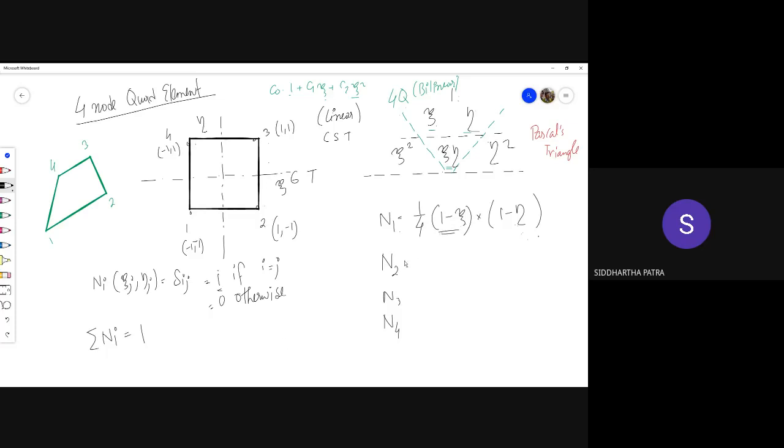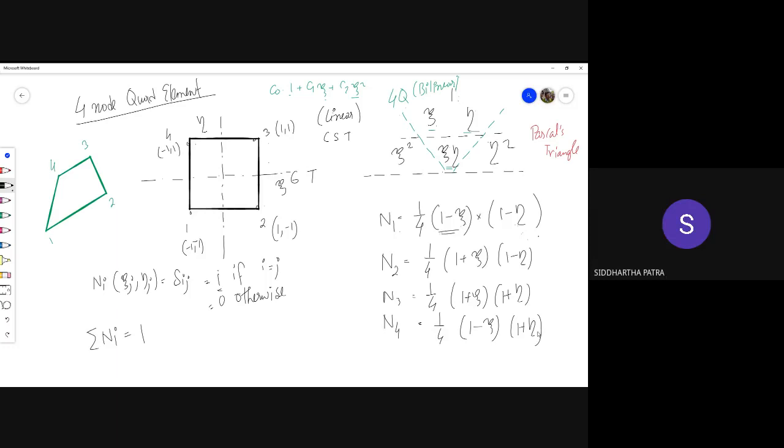What would be the expression for N2? 1 plus xi into 1 minus eta. Next, 1 plus xi into 1 plus eta. And finally, 1 minus xi into 1 plus eta.